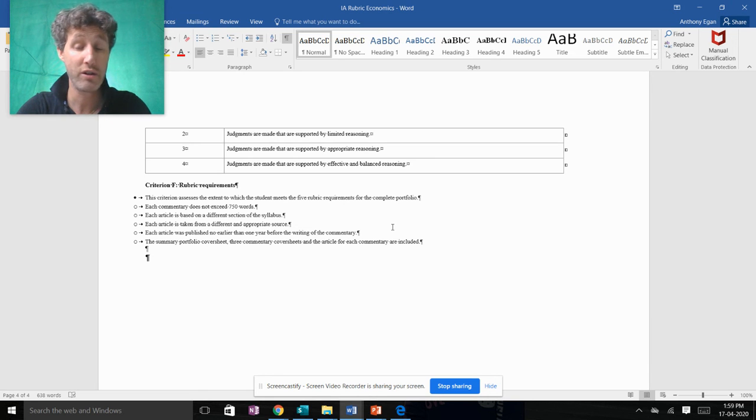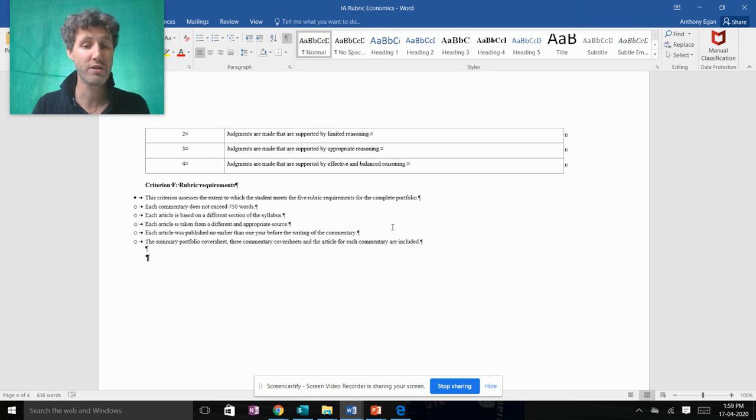So essentially, the first one is it shouldn't exceed 750 words, right? The article is based on a different section of the syllabus, right? 3 different sections. Each article is taken from a different and appropriate source. They have to be a different source. You cannot have the Gulf News. You cannot have the Financial Times all the time.